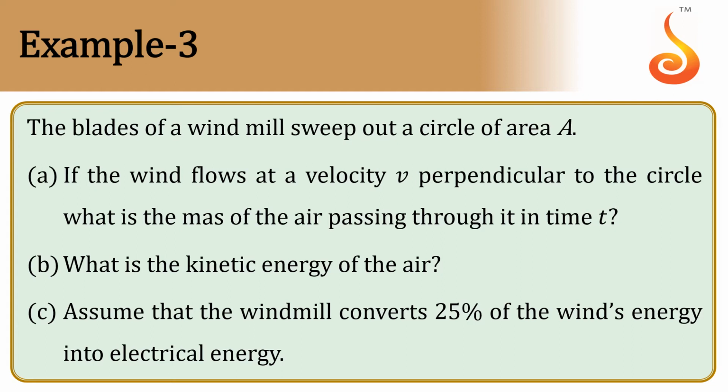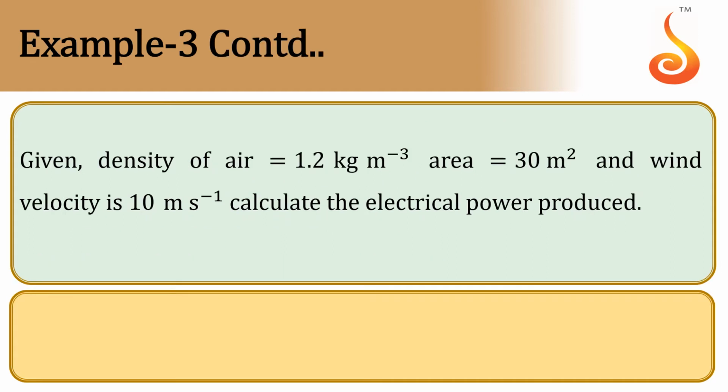Option C. Assume that the windmill converts 25% of the wind energy into electrical energy. Given the density of air is 1.2 kg per meter cube, area 30 meter square, and wind velocity is 10 meter per second. Calculate the electrical power produced.